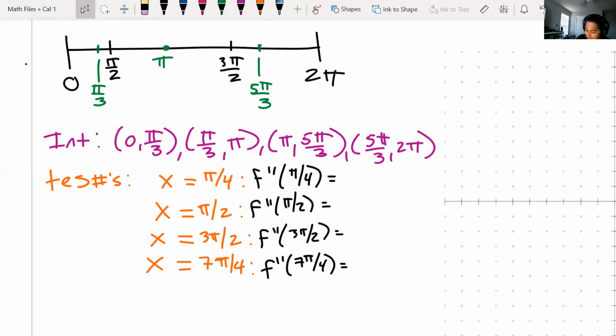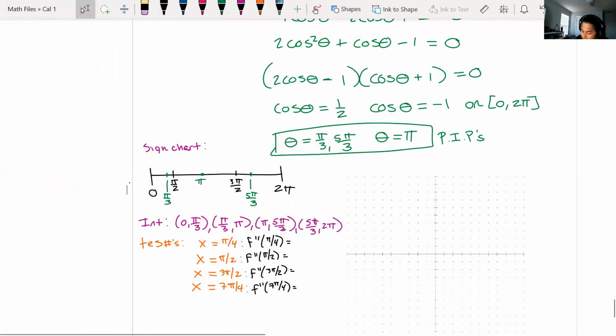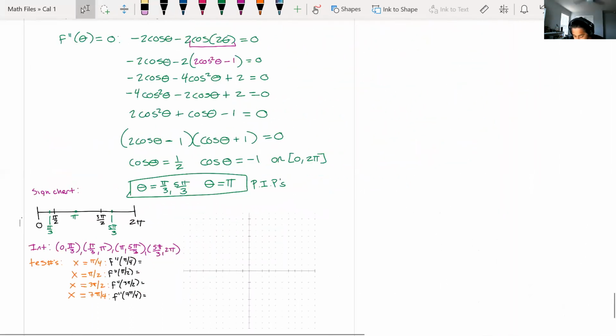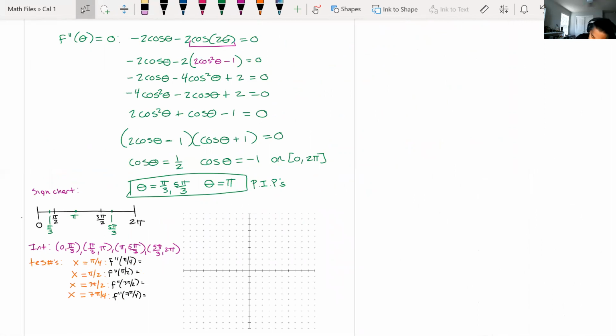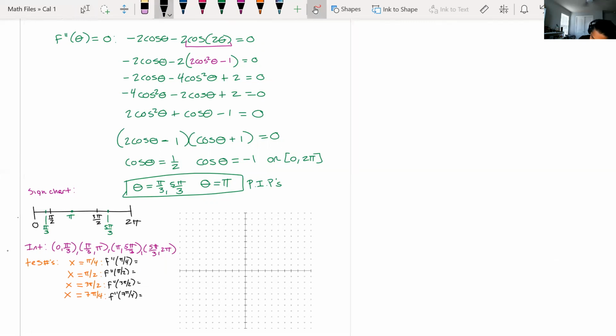All right. Plug those into the second derivative. If you plug in pi over 4 into the second derivative, you'll have -2 times the square root of 2 over 2, and then 2 times pi over 4 is pi over 2. So you're going to get something negative. Perfect.